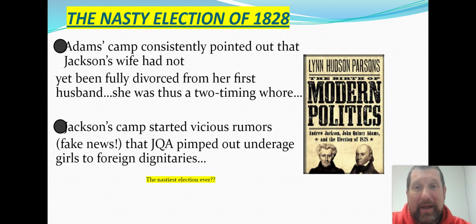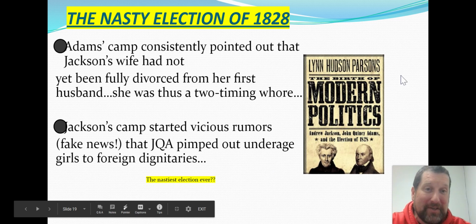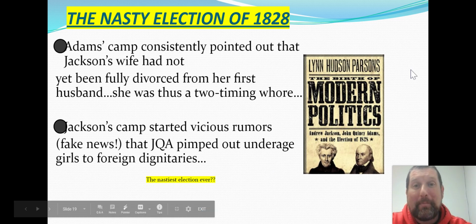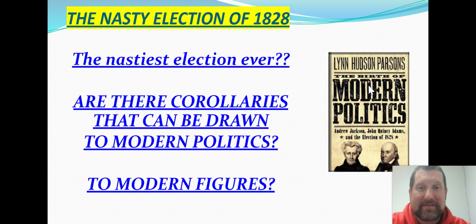Had pointed out that Jackson's wife had not yet been fully divorced from her first husband, and so, well, he literally calls her a two-timing whore. Meanwhile, Andrew Jackson's camp starts vicious rumors, fake news, that John Quincy Adams pimped out underage girls to foreign dignitaries. So yeah, the election of 1828 is seen as modern in the sense of its mudslinging and its nastiness.